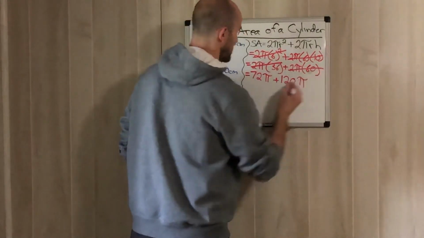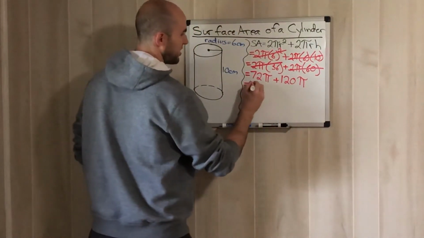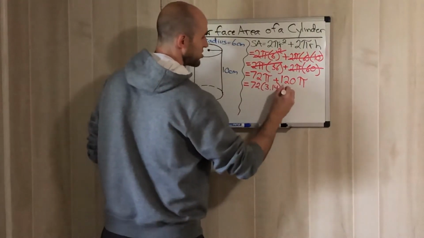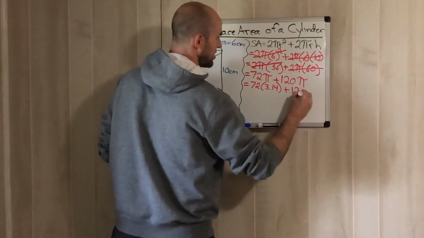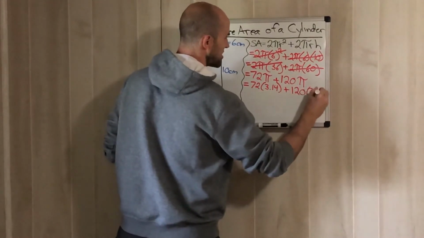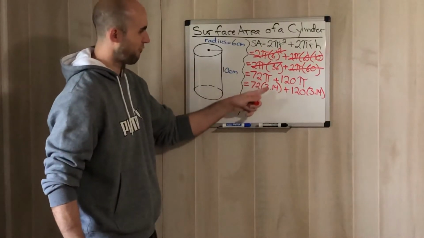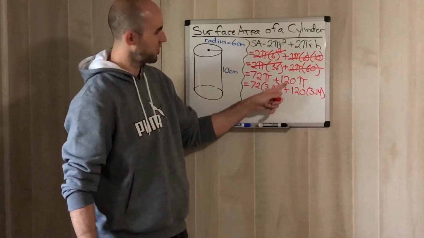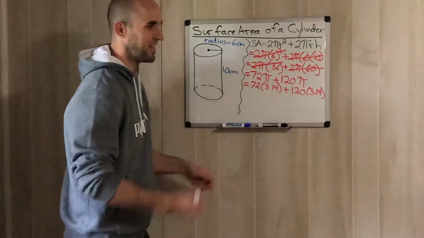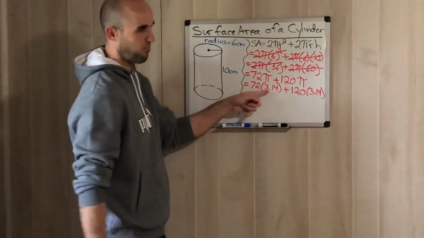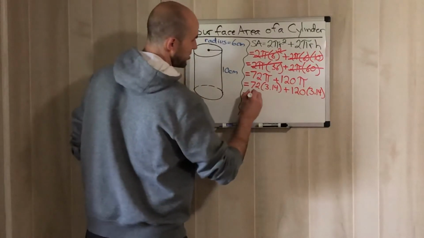And now we can start simplifying some more. And what I would tell you is just use 3.14 for pi, just because it makes it so much easier for you guys. So all we did right here was substitute everything again. We did 72 times 3.14 plus 120 times 3.14. Now let's just multiply it.